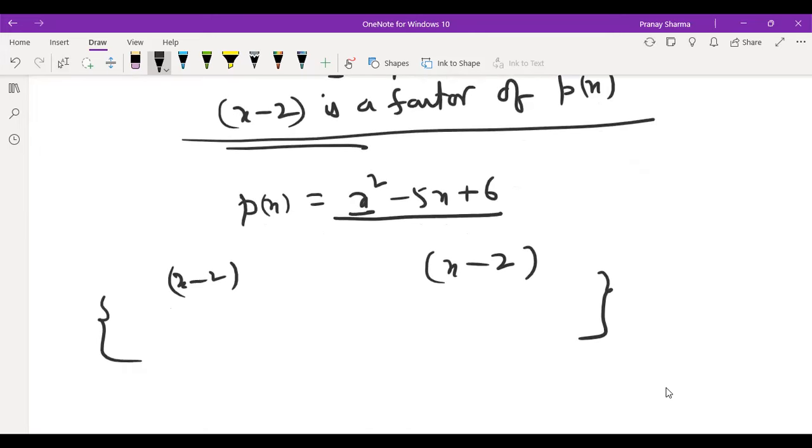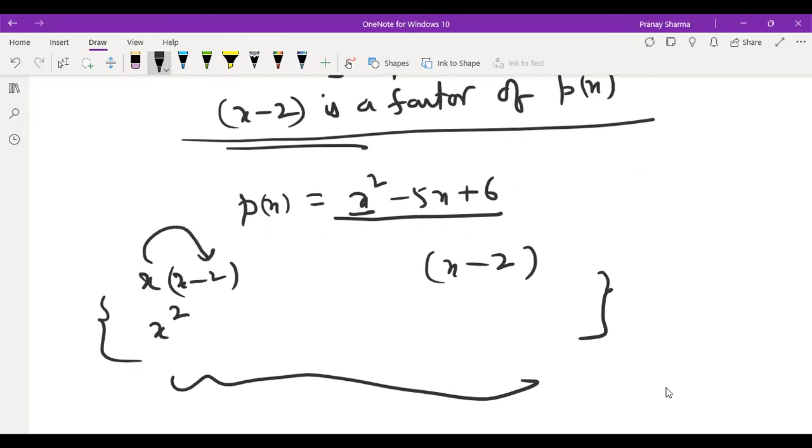We need to have p of x structured here. How will we do this? By what number or term should we be multiplying this x minus 2 so as to have x square? We should be multiplying it with x, so it will become x square. But this x is to be multiplied with this minus 2 as well, so it will become minus 2x. We need minus 5x. That means we need to have minus 3x here in x's, right?